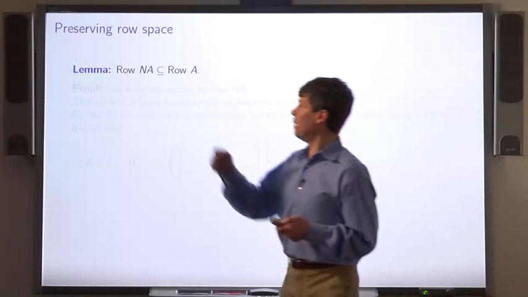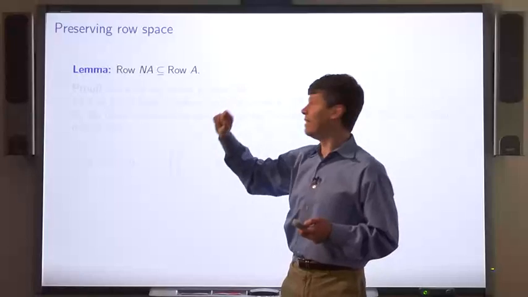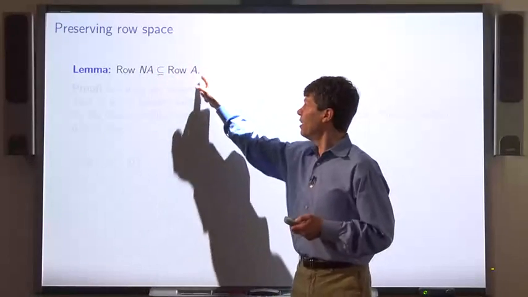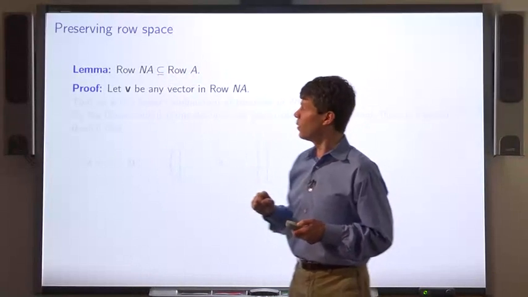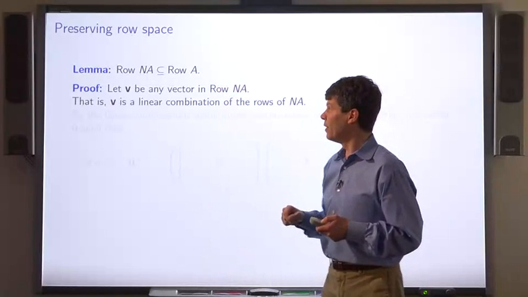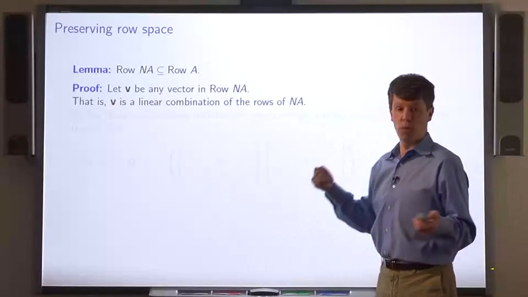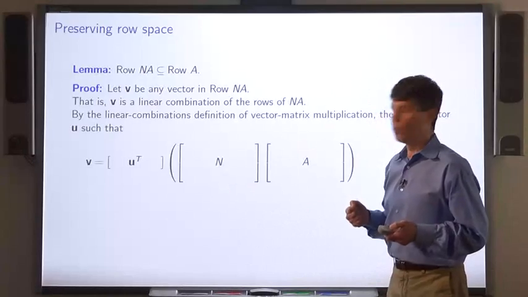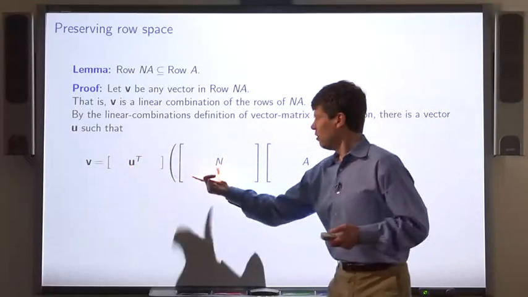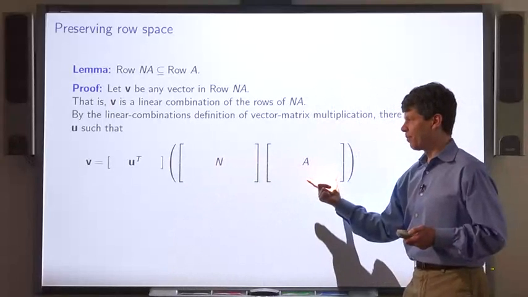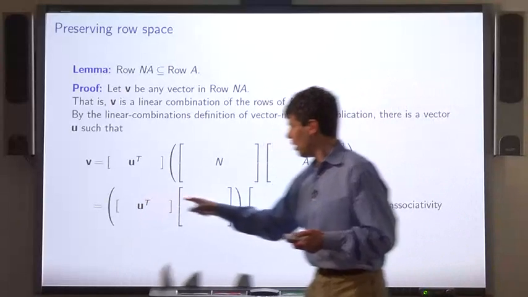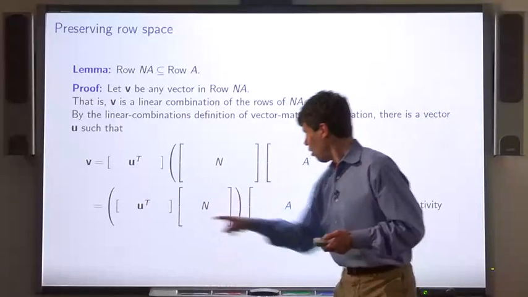We'll first prove this lemma. Given matrices N and A, the row space of N times A is a subset of the row space of A. Let v be any vector in the row space of N times A. That is, v is a linear combination of the rows of N times A. Well, we can write it like this. v equals some vector u times N times A. Using associativity, we can rewrite this as u times the matrix N, all times A.